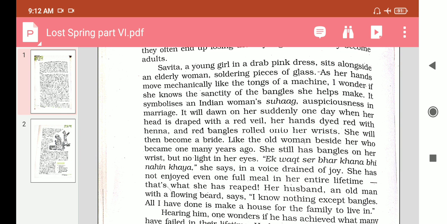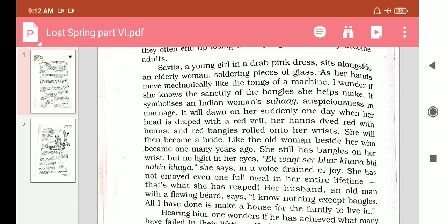Here are some words in this para. Drab means faded, colorless. Soldering means joining. Another word is tongs, meaning an instrument with two movable arms joined at one end. And another word is sanctity. Sanctity means the state of being sacred or holy. And auspicious. Auspicious means successful, or we can say good omen.